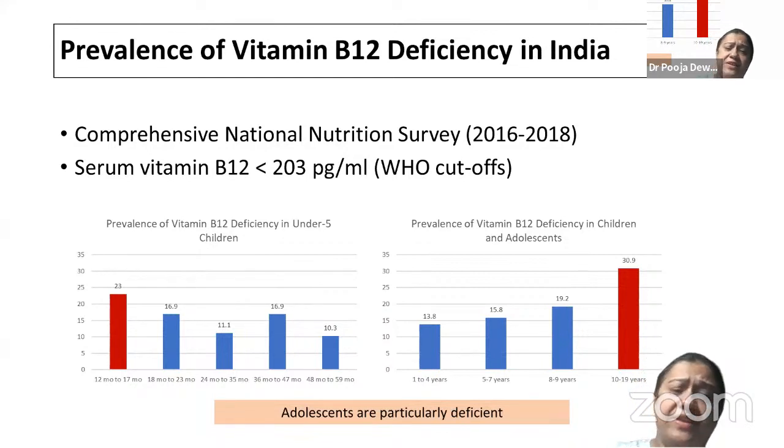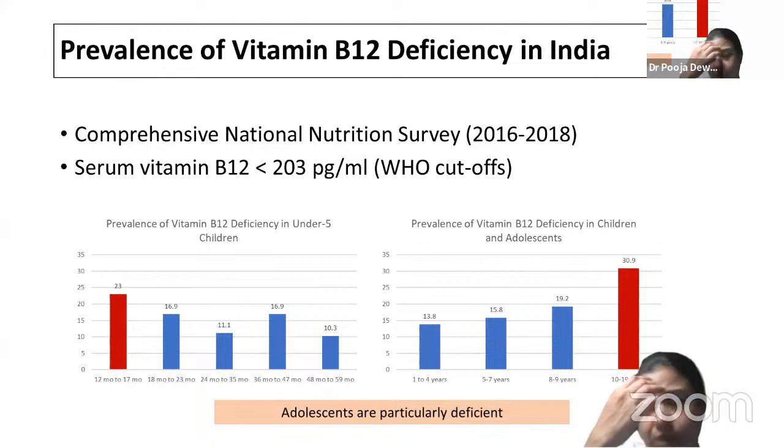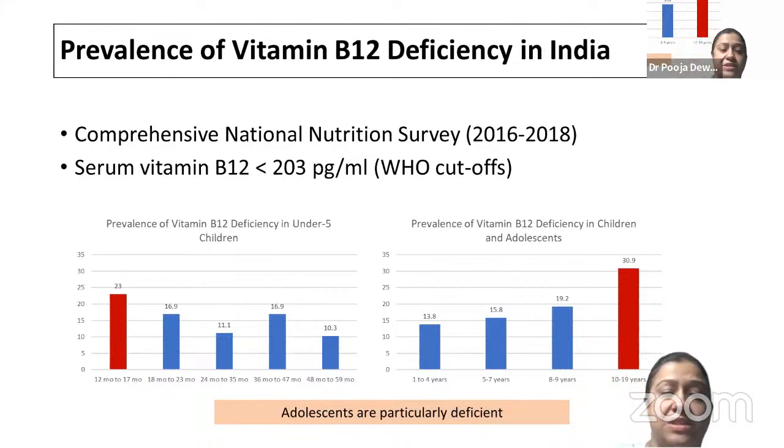And when we look at the under 5 group, although we do not have survey data on infants, we know from our practice and from the studies which are available that B12 deficiency is particularly common even in infants. That is because infants get their B12 from their mothers. And if the mothers are lacking, then the infants are likely to be deficient in vitamin B12. So 23% of children aged 12 to 17 months have vitamin B12 deficiency.